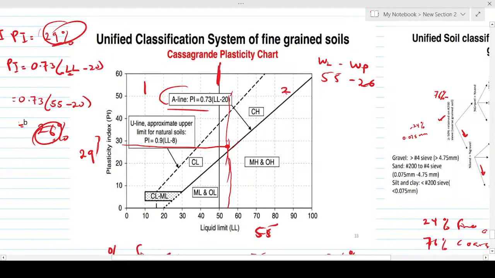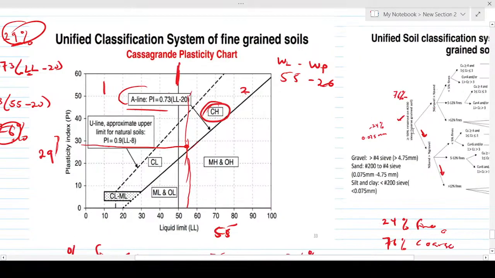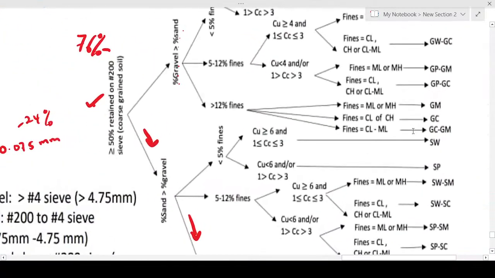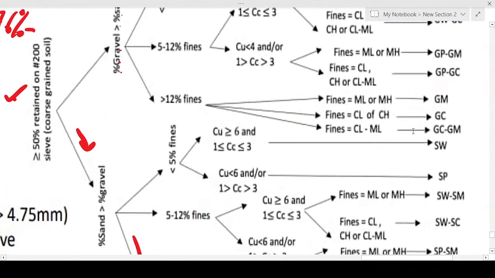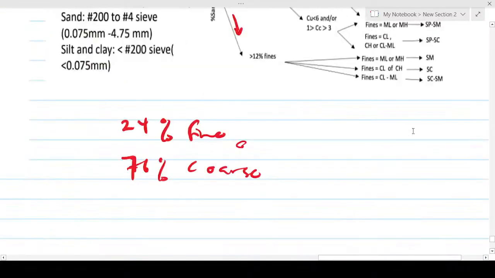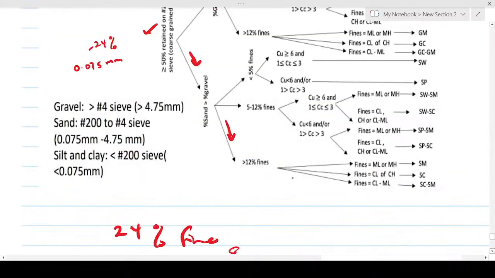And in the second chamber too, it's above the A line, which is a classification with CH, right? So you go back to your graph, then you confirm. So now we were here, right? We came down here and we are here. So our fine, we had a classification of CH, CL of CH. So meaning that we are going to go along this line.